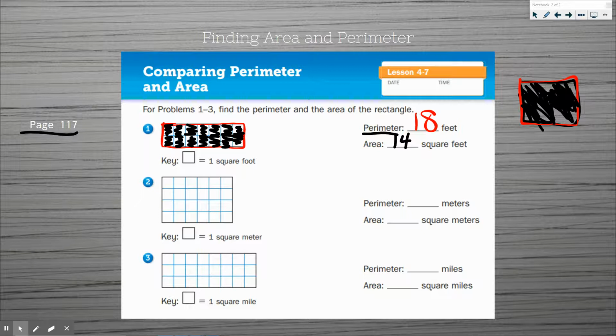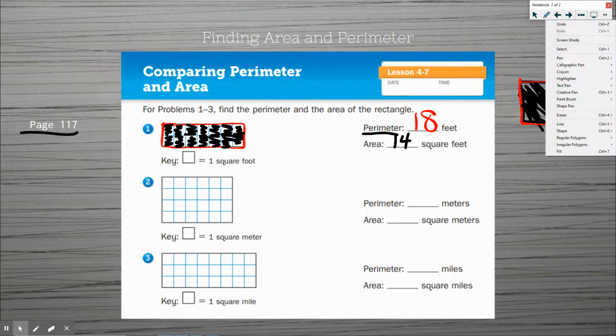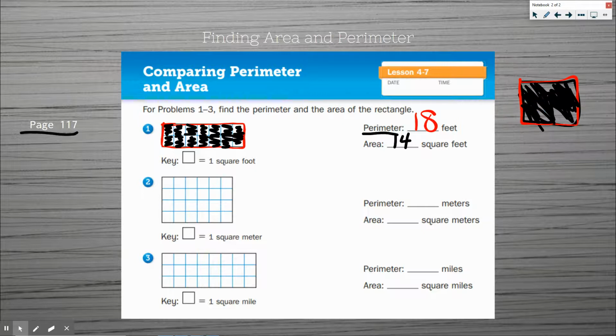All right, here's what I want you to do. In your book, I want you to find the perimeter of number 2. Remember, perimeter is the distance around a shape. So you're counting how many spaces are around the outside. Don't count the squares. You are counting the sides of each of these.